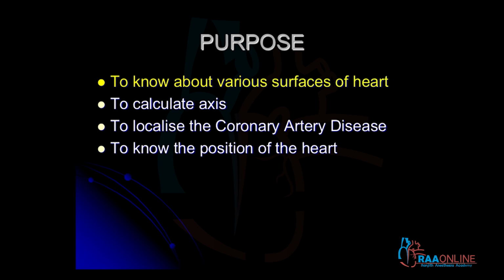Now there are four important purposes why we must know about the electrical axis or the ECG leads. One is, I told you, the purpose of the electrocardiogram is to make sure that I see all my cardiac muscle cells to see whether they are repolarizing and depolarizing normally. So I must have a system by which I can look at the various surfaces of the heart. So that's why we have developed the lead system to look at the various surfaces of the heart.